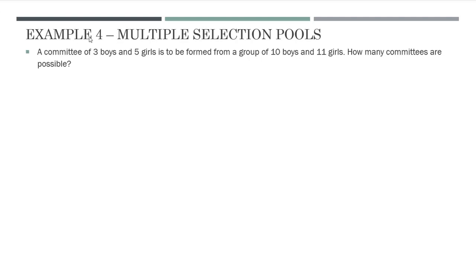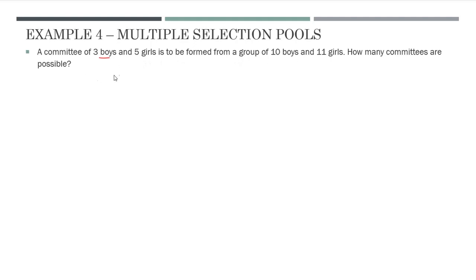For our next example, we're going to look at what happens when there's multiple selection pools. So a committee of 3 boys and 5 girls is to be formed from a group of 10 boys and 11 girls. How many committees are possible? And so we have this idea where the boys are separate from the girls.